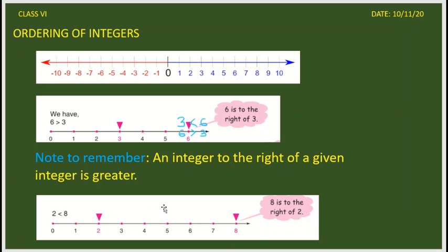Here is one more example we can see. Here the integers 0 to 8 have been located on the number line. Now you see 2 and 8. What are the locations? Here 2 is to the left of 8 and 8 is to the right of 2. So we can also say that 2 is smaller than 8. Why? Because 2 is to the left of 8. And we can also say that 8 is greater than 2.